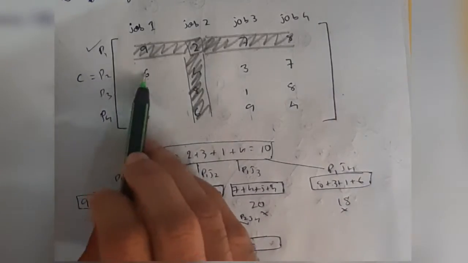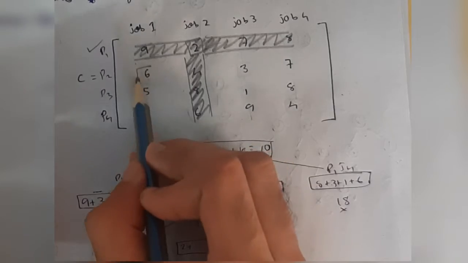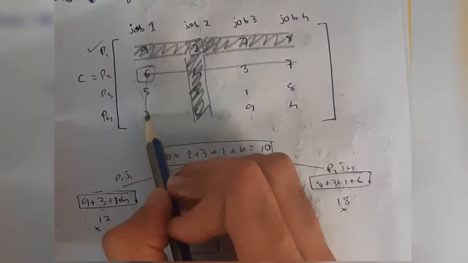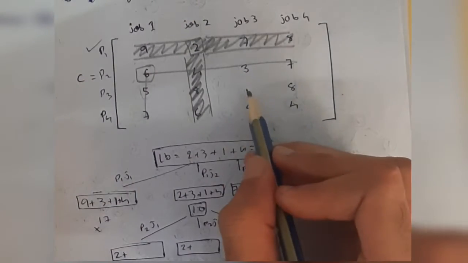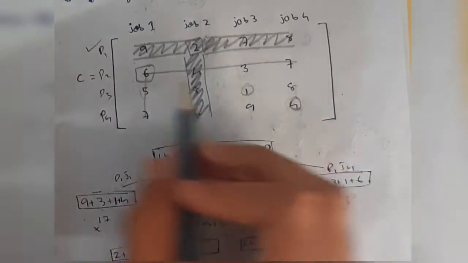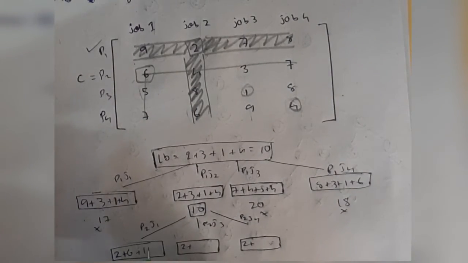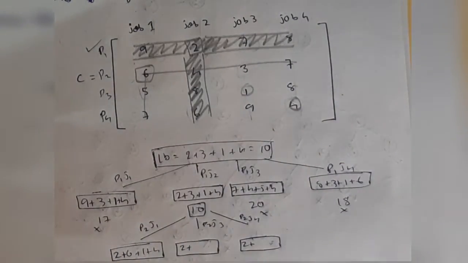Now see here, if job 1 is given to person 2, at that time the row and the column will be eliminated, and remaining one is 1 or 8, 1. 9 or 4, 4. 6 plus 1 plus 4. Right here, 6 plus 1 plus 4.